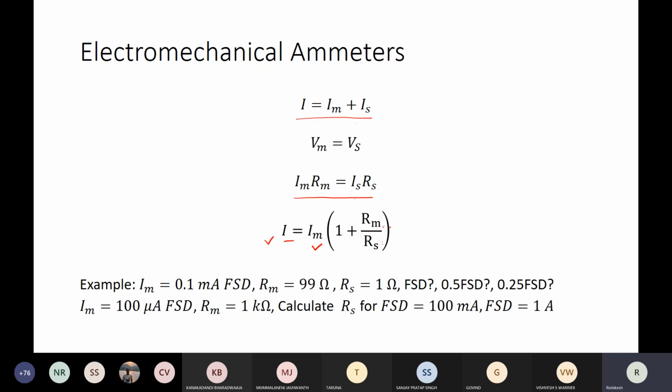Right? Now, let's use this example: you are given a meter which has 0.1 milliampere as full scale deflection, right? And the meter resistance is 99 ohm, and the shunt resistance which you have connected across it in parallel is 1 ohm. So if you substitute these values here, what is the value of I that comes out? Substitute all the values.